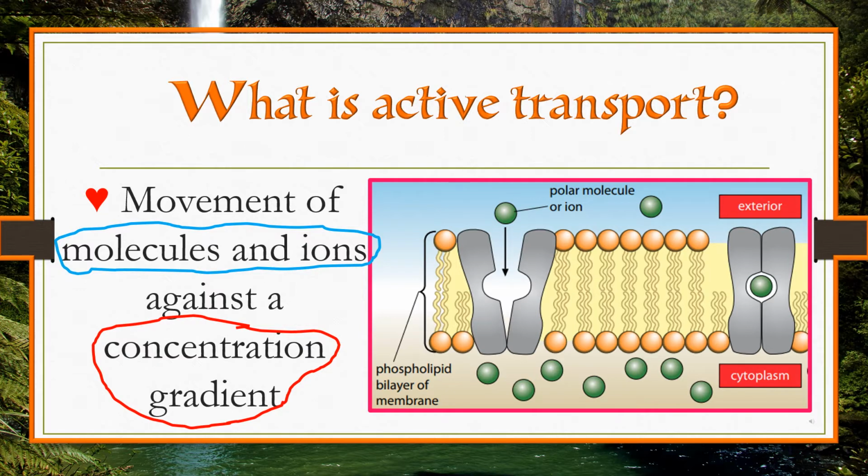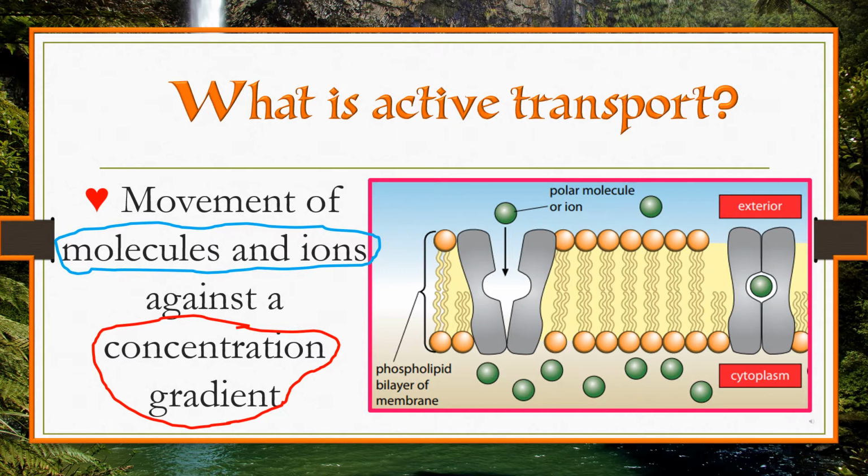When you look at our diagram, it is a diagram showing the cell membrane. There is the exterior, that is outside the cell, and the cytoplasm on the other side, that is inside the cell. It shows the polar molecules or ions: on the exterior there are two polar molecules, and in the cytoplasm there are 7 molecules or ions.